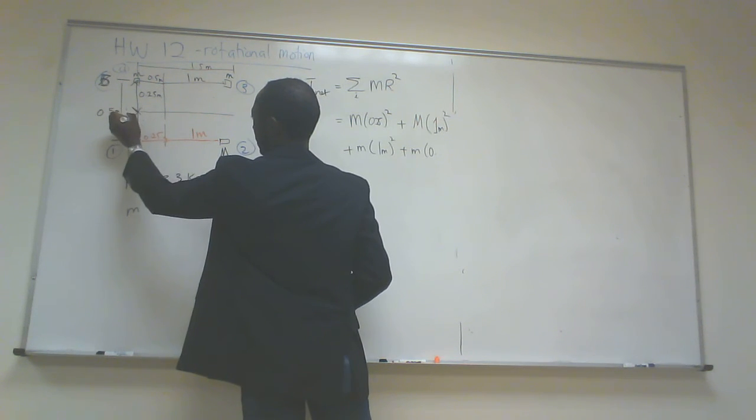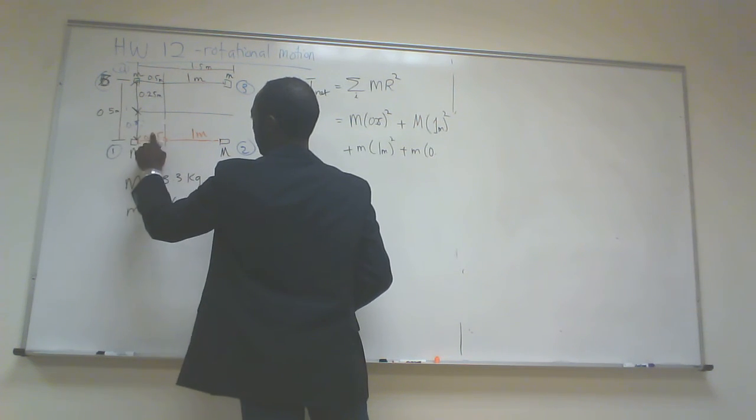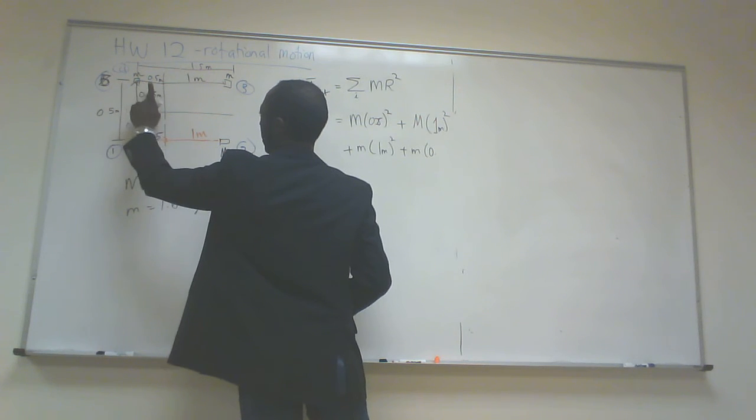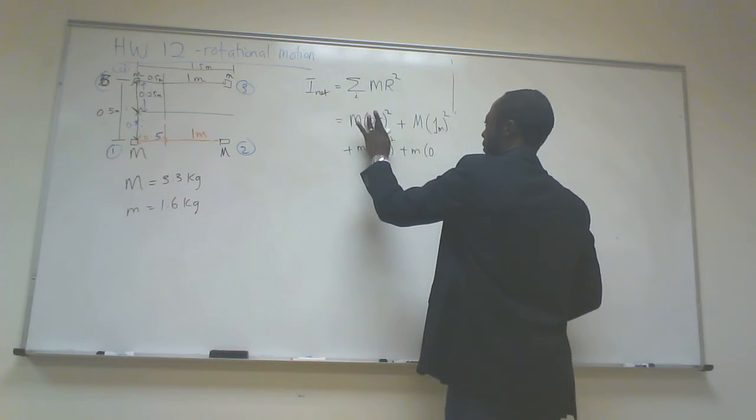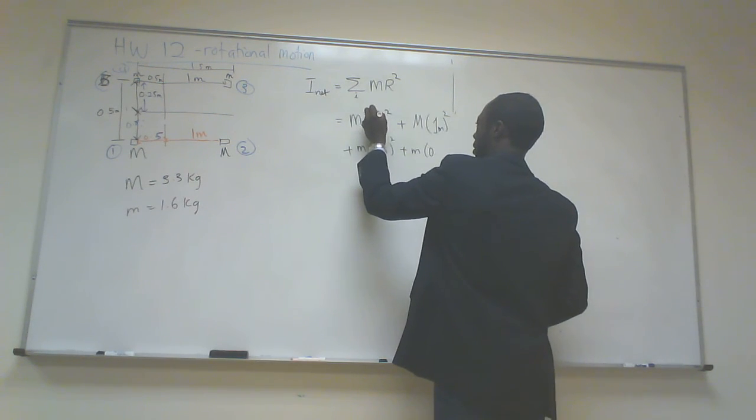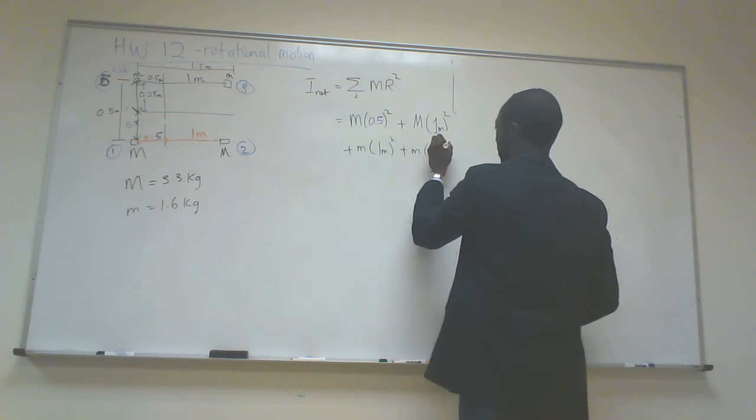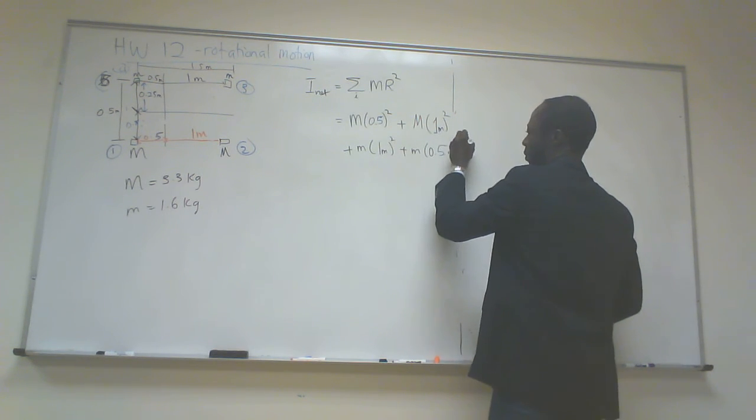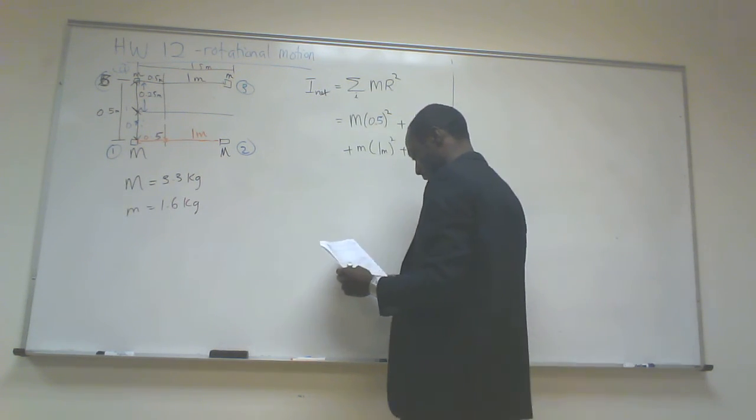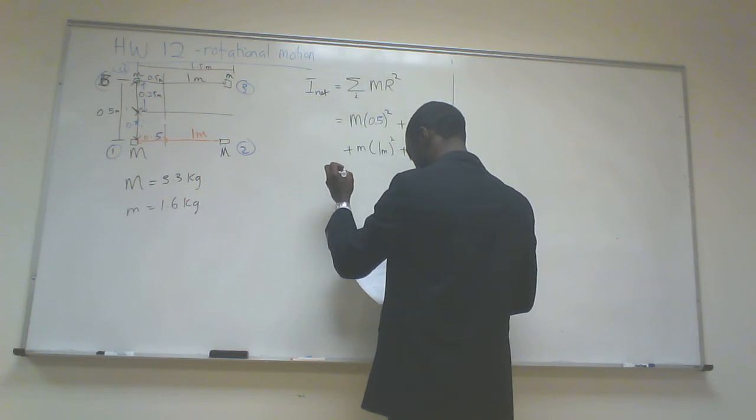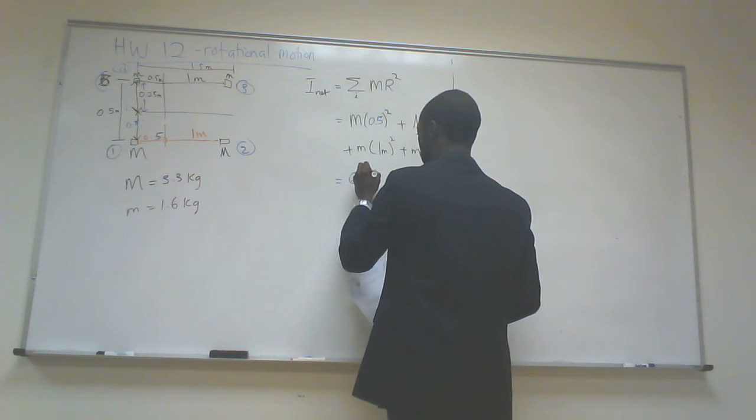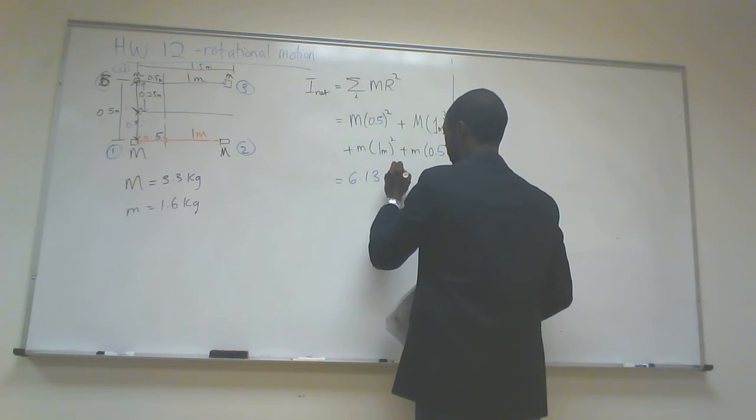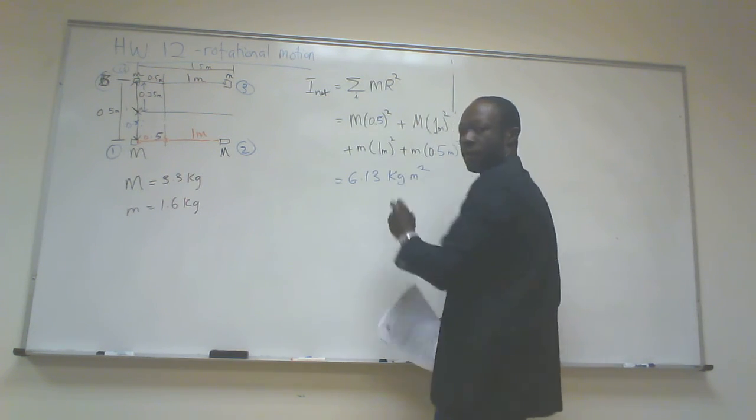So 0.25 is this distance here, and this distance here is 0.5. So over here we should have 0.5, 1 meter, 1 meter, and 0.5 meters squared. So that gives us a total moment of inertia of 6.13 kilograms meters squared.